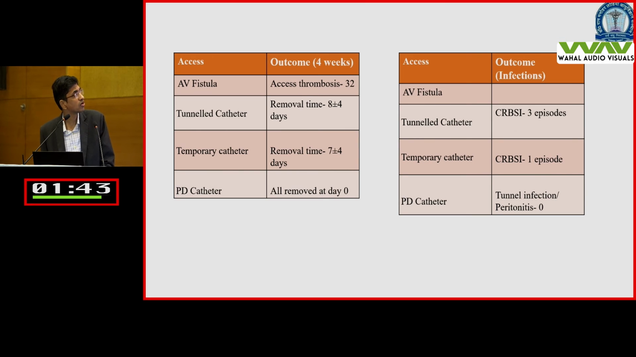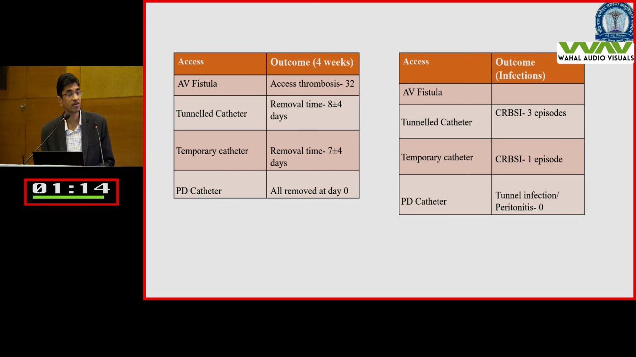If we talk in terms of outcome, this is just a 4-week outcome. We noticed that there was an access thrombosis in as many as 32 patients. The removal time of the tunnel catheter was around 8 plus or minus 4 days. We keep the patient for 2 weeks in our KTU, so by the time they are set for discharge, we remove the tunnel catheter. We remove the temporary catheter a little early.